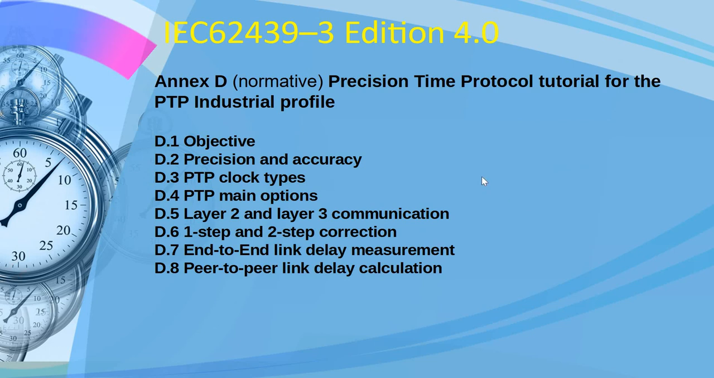And Annex D introduces the precision time protocol tutorial for the PTP industry profile, including objective, precision, the definition of precision and accuracy, and clock types, and some options, layer 2 and layer 3 communications, even one-step and two-step clock correction, how to calculate the end-to-end link delay, how to calculate peer-to-peer link delay.